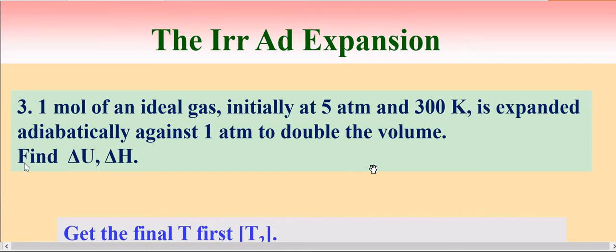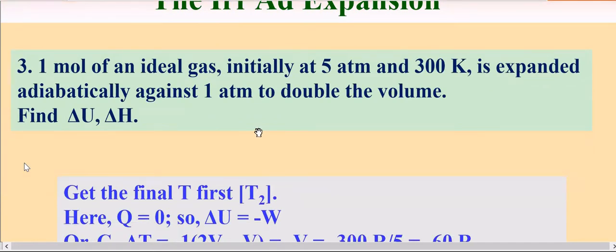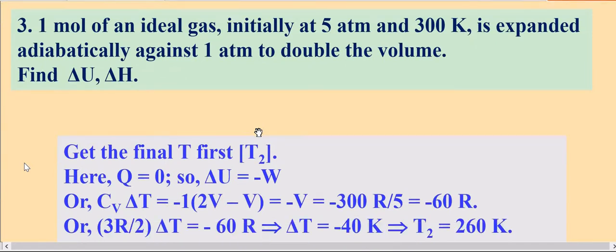So now we come to the most difficult case. Again, the problem is very simple, and as I said, any intricacy can be resolved by taking the simplest model also. So, 1 mole ideal gas, initially at 5 atmosphere, 300 Kelvin, expanded adiabatically against 1 atmosphere. When we say it is against some given pressure, that means I am doing it irreversibly to double the volume. Find delta U, delta S. Very simple-minded problem, but you see the way in which it has to be done.